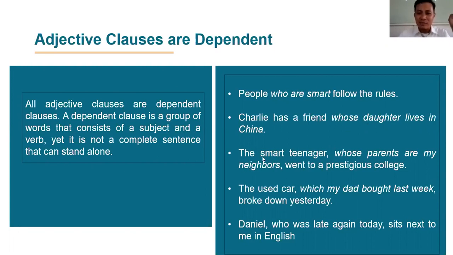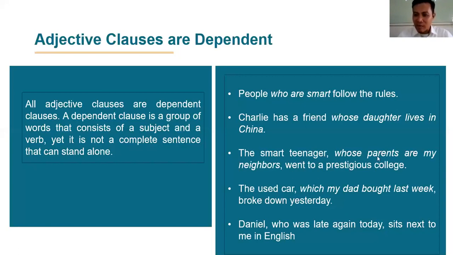Number 3: The smart teenager whose parents are my neighbors went to prestigious college. Can you find the adjective clause here? Which is the adjective clause? Whose parents are my neighbors. Okay, which is the independent clause? The smart teenager went to a prestigious college. Very good, that's right.